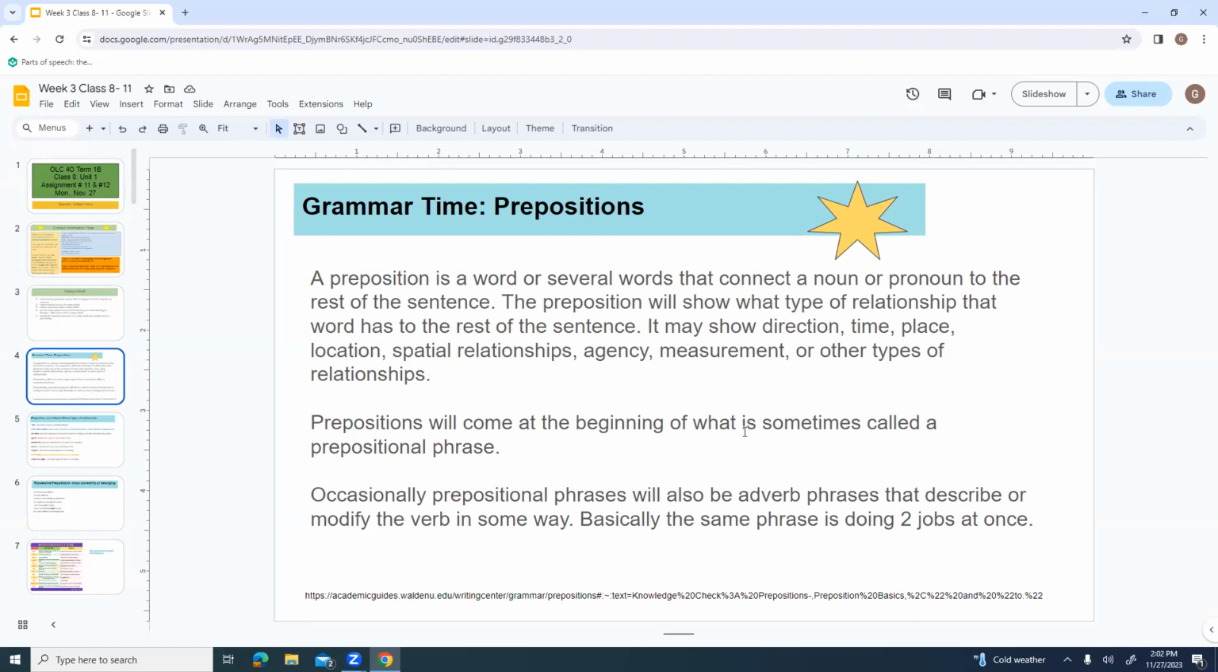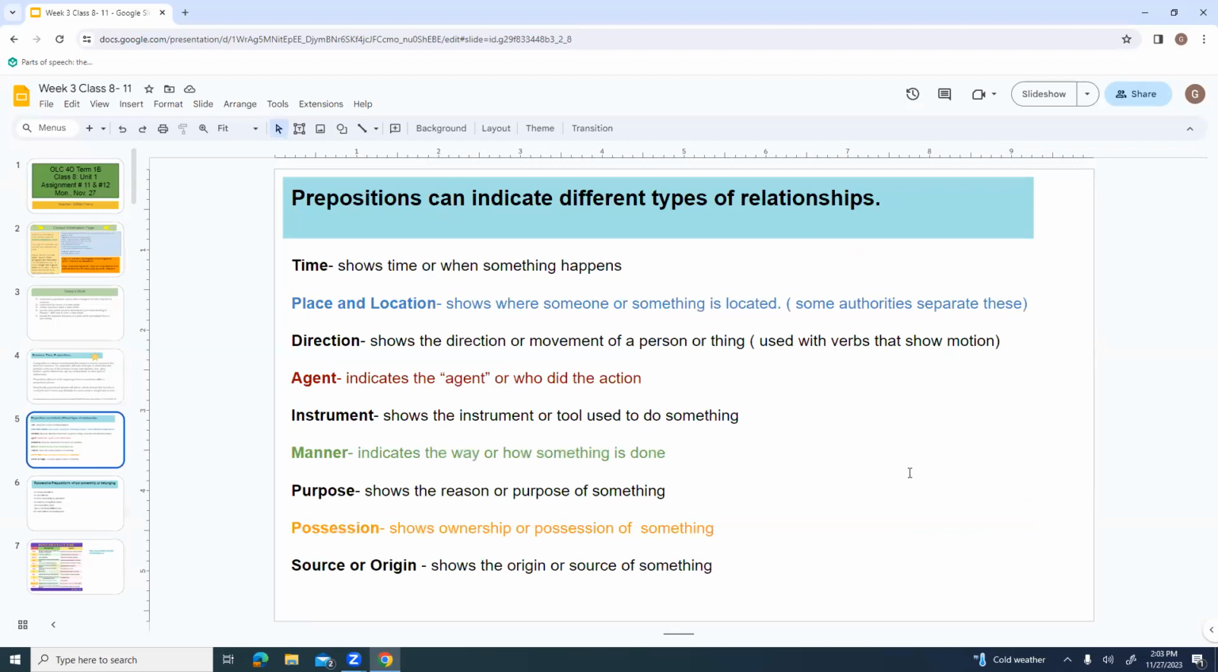It will come at the beginning of what is sometimes called a prepositional phrase. Occasionally, prepositional phrases will also be adverb phrases that describe or modify the verb in some way. So basically the same phrase is kind of doing two jobs at once or can be described in two different ways. Okay, so here are the different types of relationships you generally see with prepositions.